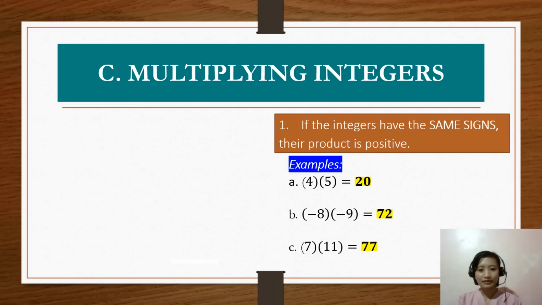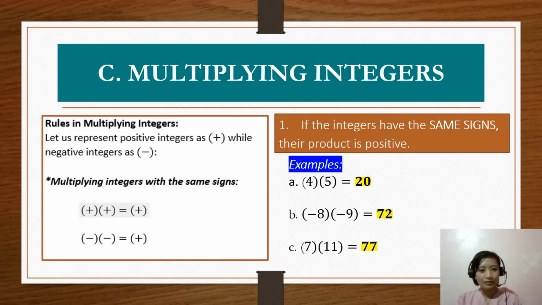Here is another example. Positive 7 times 11 is equal to positive 77. With that, we can have this rule that when we multiply two positive integers, the sign of the product is positive. Likewise, if we are multiplying two negative integers, the sign of their product is also positive. Now, what if our multipliers have different signs? What will be the sign of our answer? Let's look at the next example.